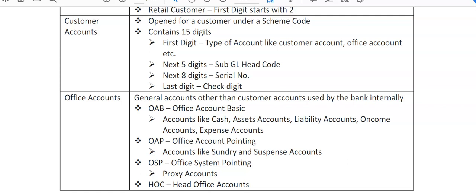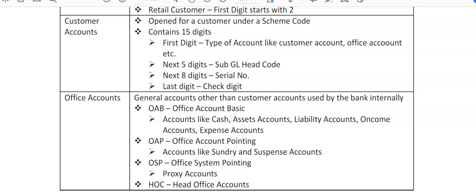OAP, office accounts pointing, and these are like sundry and suspense. I hope you all know what a sundry account is, what a suspense account is. Whenever any excess cash is found or any customer has given a wrong account number, we park it in the sundry account. Or when we make a payment, we debit suspense and make payment, or for any expenditure nature. So OAB is office accounts basic, OAP is office accounts pointing.